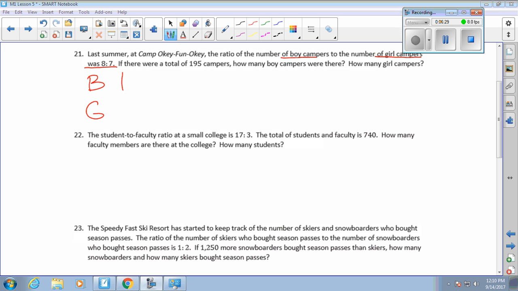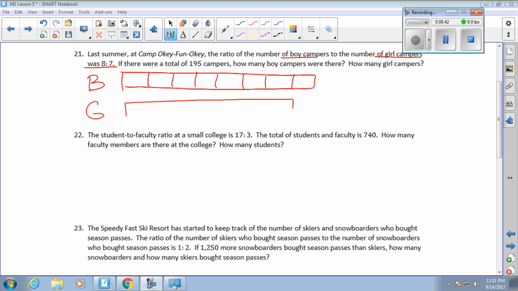All right. The boys need to have 8 units. 1, 2, 3, 4, 5, 6, 7 lines will give you 8 units, and then the girls 7 units. Again, I'm making the 7 units match for each. They don't need to be perfect, but pretty close to the same size for each.